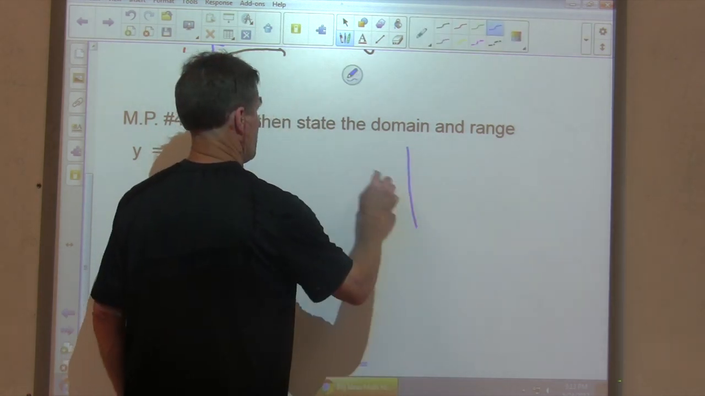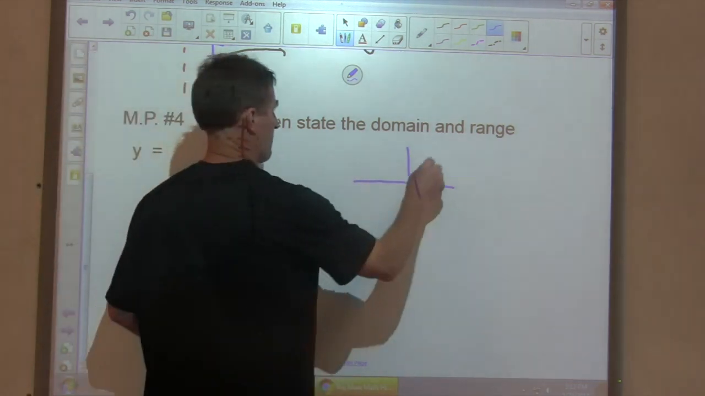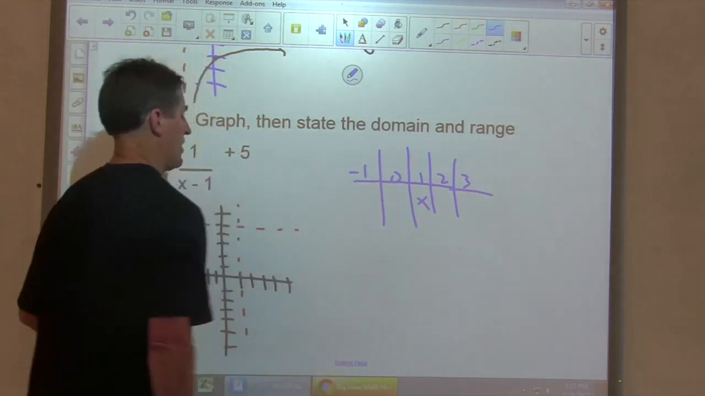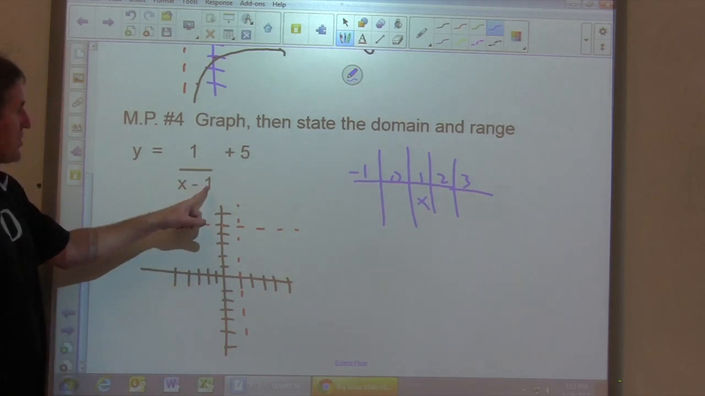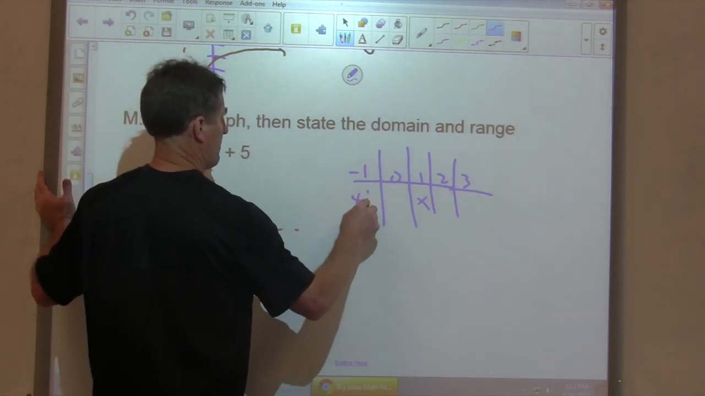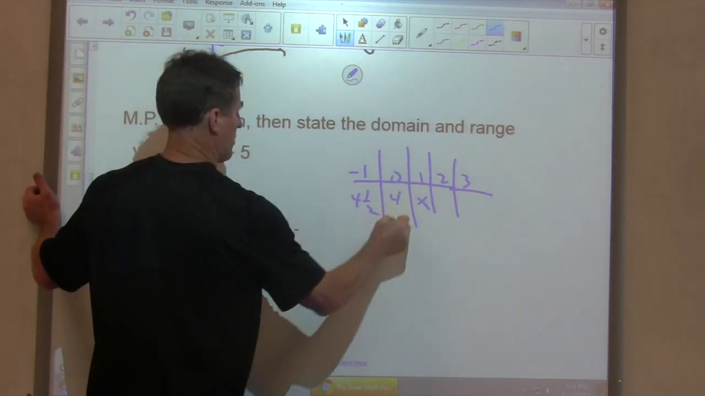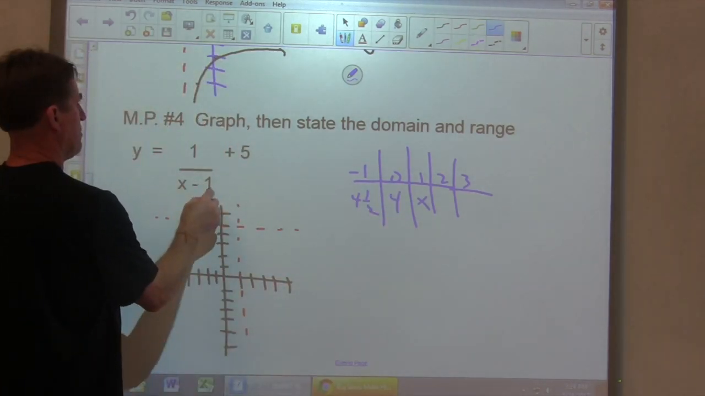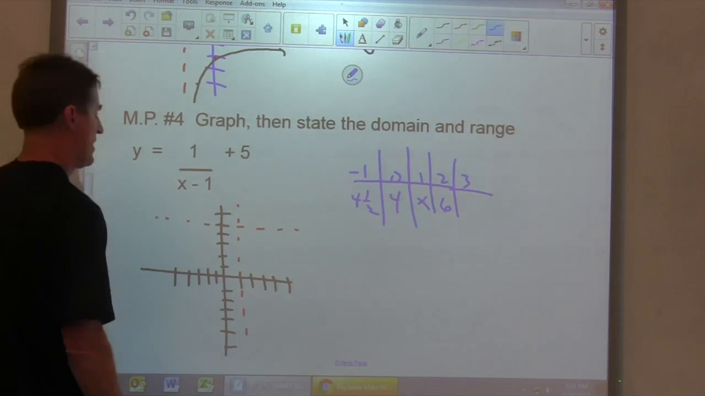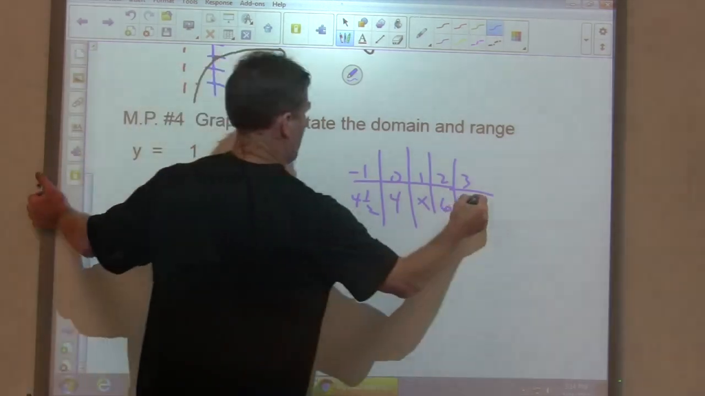And our chart is going to start at 1. So we're going to go 2 and 3. 1 we don't get a value for, is 0, negative 1, and we just plug them in. Negative 1 minus 1 is a negative 2, so it would be a negative 1/2 from 5 would be 4.5. Plug in 0, we'd have negative 1, so that would be negative 1 plus 5 is 4. Plug in 2, that would be 2 minus 1 is 1, and that would be 6. And then plug in 3, 3 minus 1 is 2, 1/2 plus 5 is 5.5.